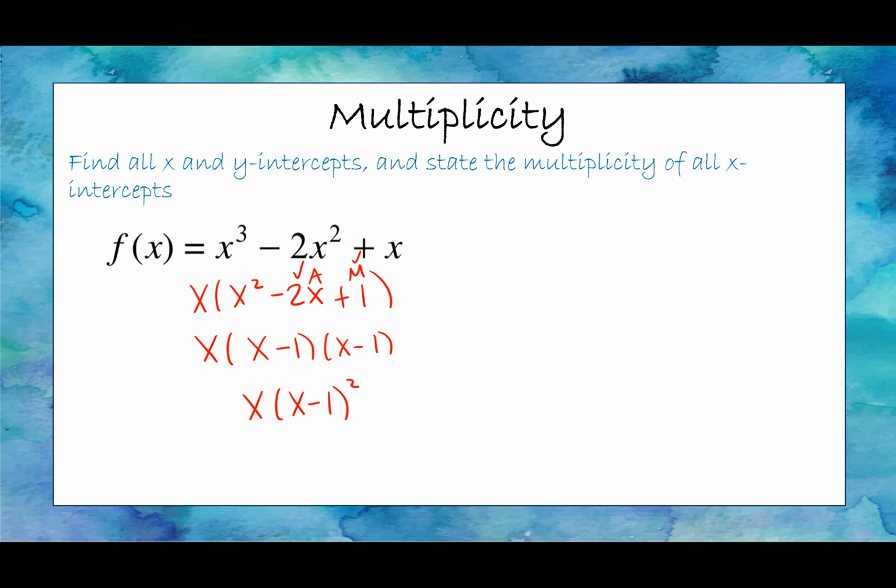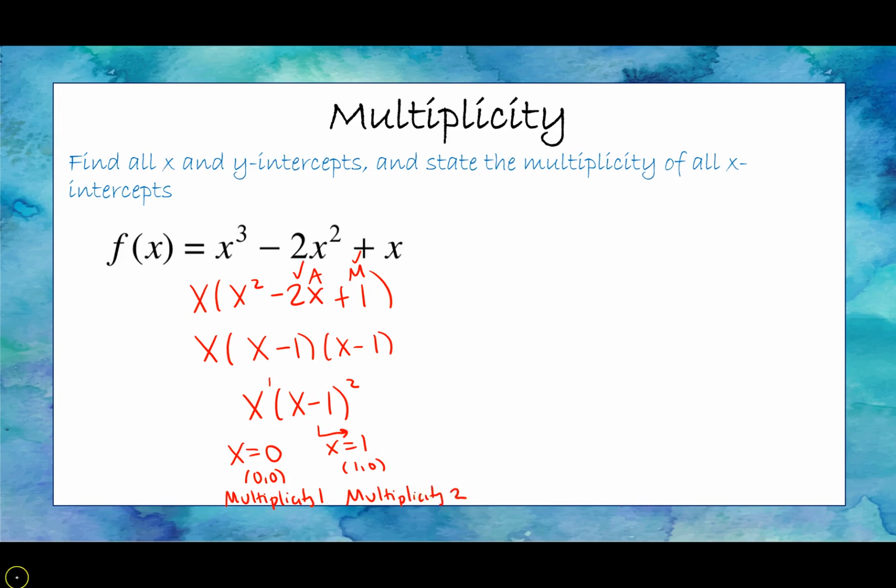And our multiplicity is going to be 1 for this. So my solution of x equals 0 is my x-intercept, which you can write as 0, 0. But it also has a multiplicity of 1. Versus for this one, my solution is x equals 1, which is the coordinate 1, 0. And here I have a multiplicity of 2.